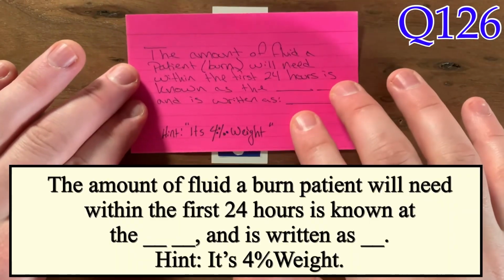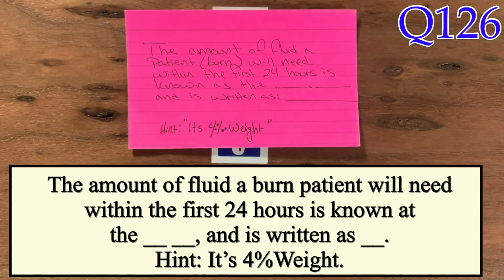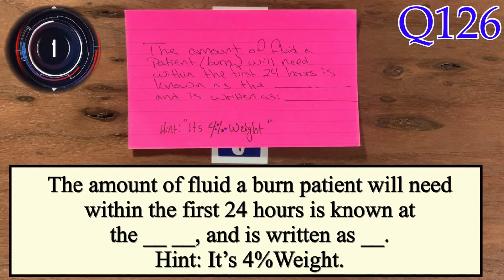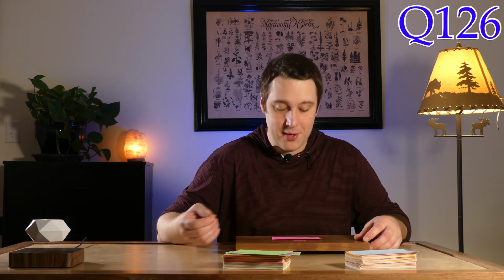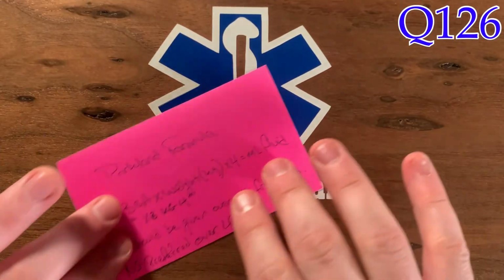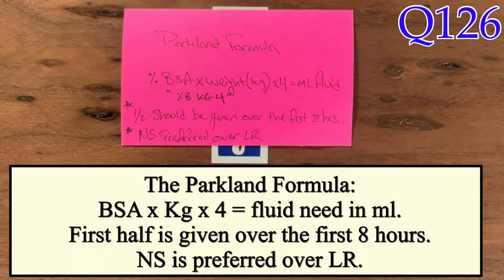The amount of fluid a burn patient will need within the first 24 hours is known as the blank blank and is written as blank. Hint: it's 4% weight. So I know that this is a bit of an obscure hint, but it helped me remember this formula, which is the Parkland formula, or the Parkland-Burn formula.